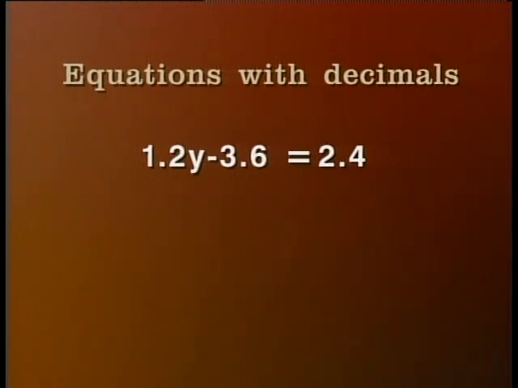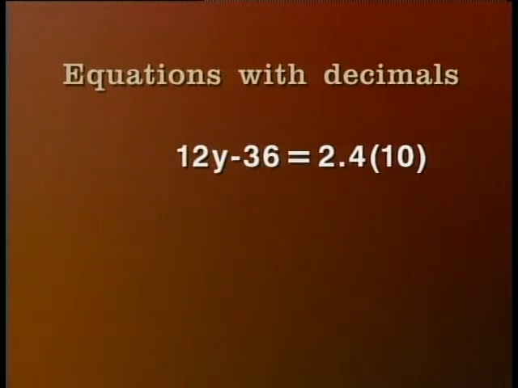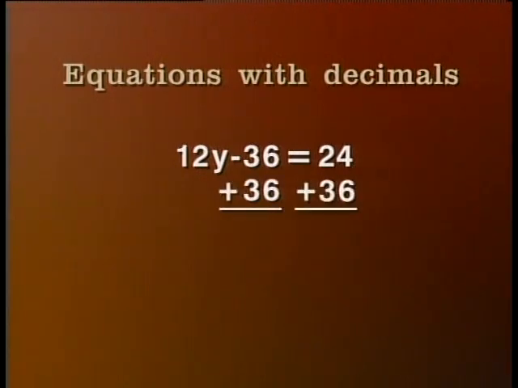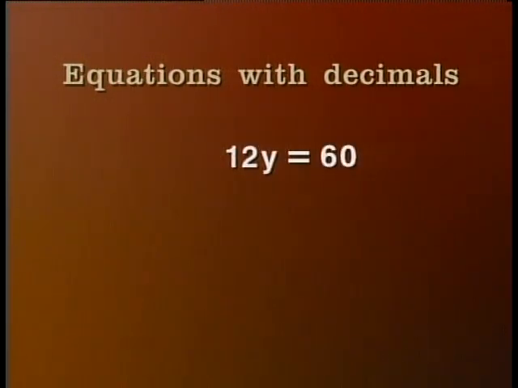In this case, since the decimals are in tenths, we only need to multiply both sides by 10. Now we can clear the parentheses, add 36 to each side to get the variable on one side, and divide both sides by 12 to isolate the variable, leaving us with our answer, y equals 5.